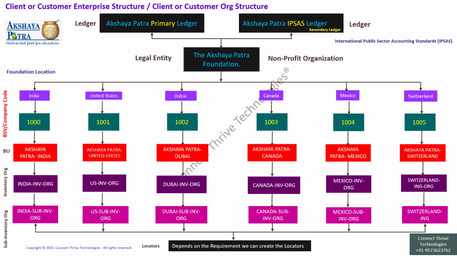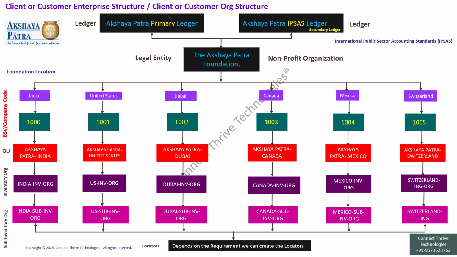Akshaya Patra operations, in the sense of charity, so they can go and serve the entire nation. There are no restrictions for them. So in this case, they will register one company, one legal entity, one primary ledger, one secondary ledger. Here each country will have one business unit. So India 1 BU, United States 1 BU, Dubai 1 BU, Canada 1 BU, Mexico 1 BU, Switzerland 1 BU. Within that, depending on the need, they will create inventory and subinventory.